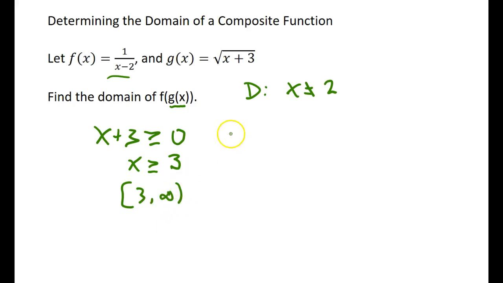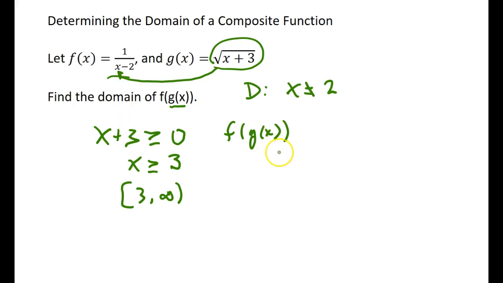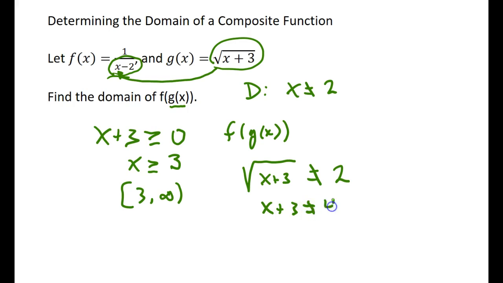Okay, now, if I do f of g of x, then that means that this square root thing is going in for this x right here. And remember that we cannot let this denominator be 0. So that means the square root of x plus 3 cannot be 2. Because if the square root of x plus 3 equaled 2, we'd get 0 in the denominator. So I'm going to square both sides. x plus 3 cannot be 4, and x cannot be 1.